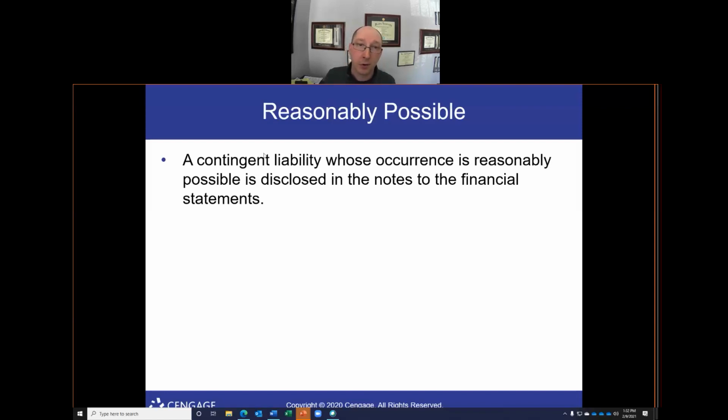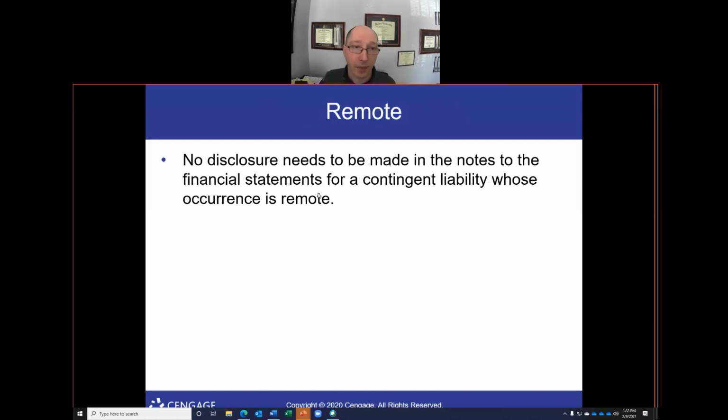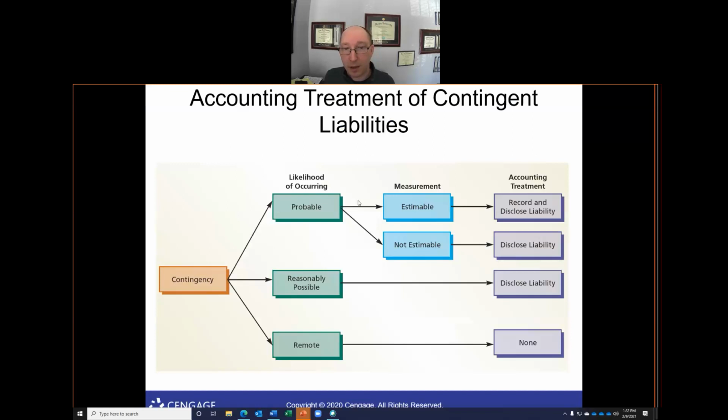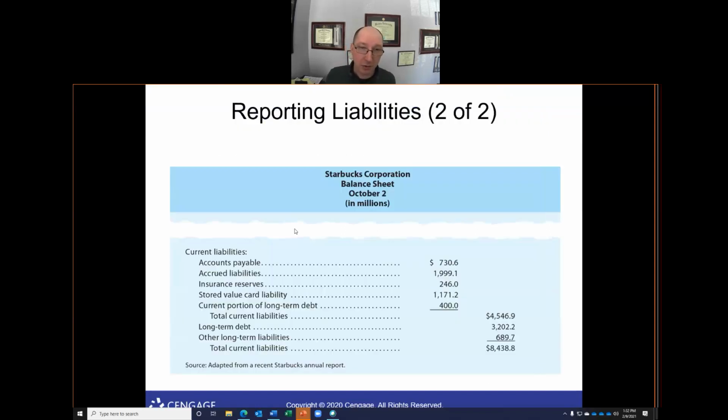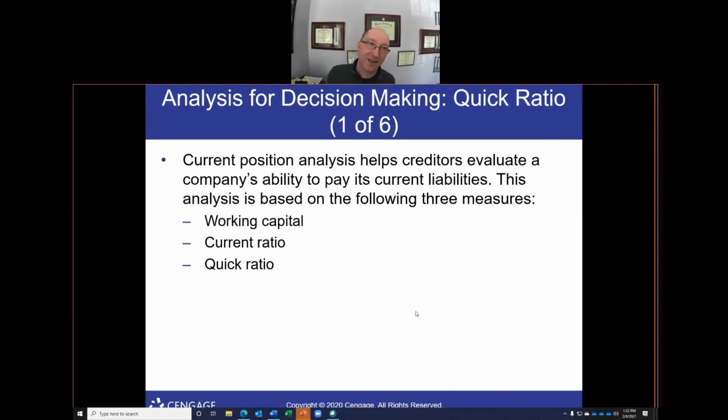Probable is not estimable. Something that is reasonably possible, we call that probable. Something that is remote probably won't happen, but it might. Reporting liabilities includes reports to accounts payable, accruals, notes payable, current portion of long-term debt, and any other debts due within 1 year. And you've all seen the balance sheet 1,000 times by now, right?